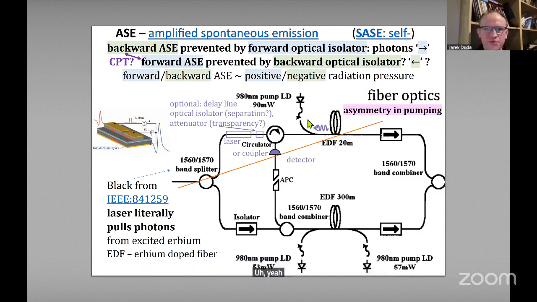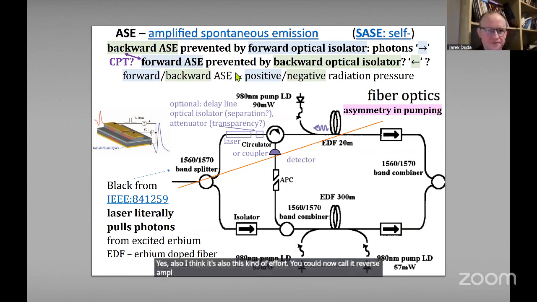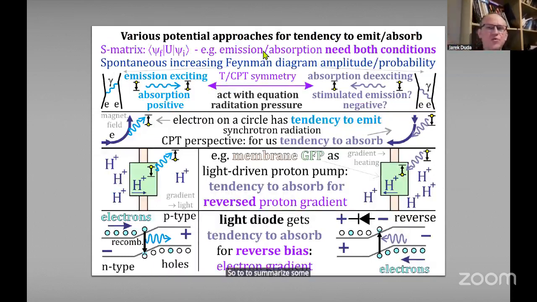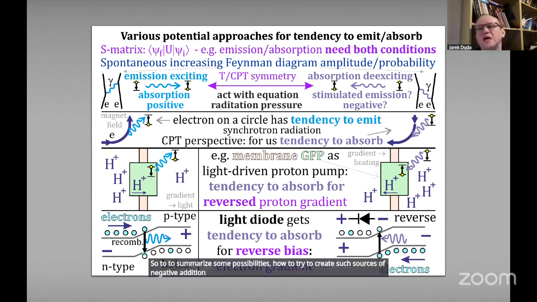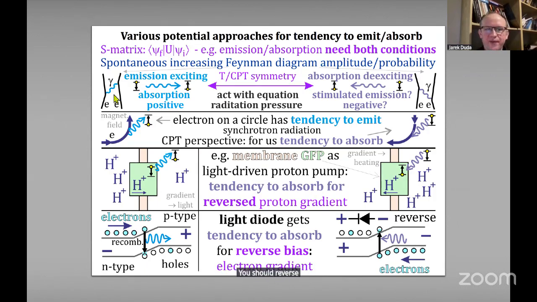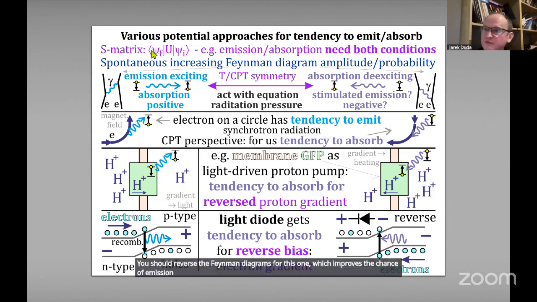Yeah, so I think it's also this kind of effect now called reverse amplified spontaneous emission. To summarize some possibilities for how to create such sources of negative radiation pressure, we should make a symmetric version of the emitters. We should reverse the Feynman diagrams from this one, which improves the chance of emission from absorption from the target, to this one, so as to stimulate emission from the target.